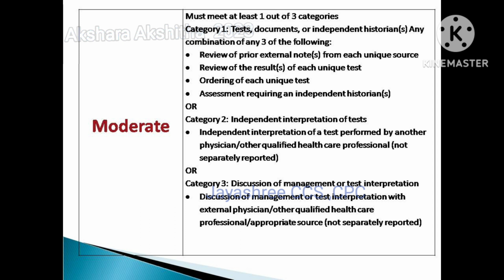Okay, next, decision regarding minor surgery with identified patient or procedure risk factors. Without identifying the risk factor means low risk, with the identified risk factor means moderate. Any minor surgery with risk factor is moderate level. Next, decision regarding elective major surgery without identified patient or procedure risk factors, that means without any concern, elective major surgery means moderate.